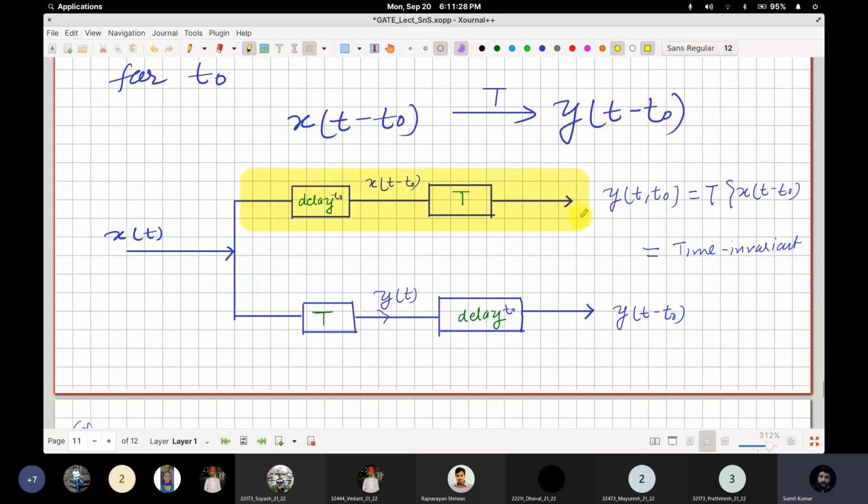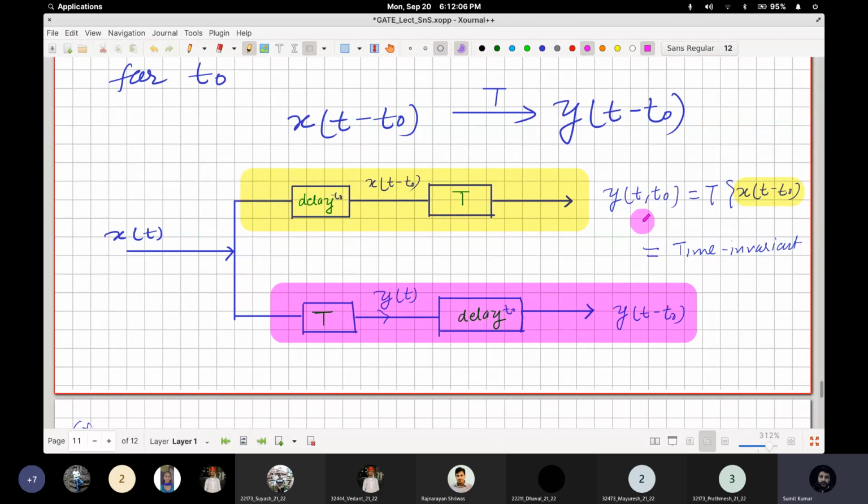Here we are computing the output due to the delayed input, due to this input x of t minus t naught. Is this clear? And after that, here at the bottom, we are delaying the output itself. What output did you get for x(t)? y(t), and we delayed y(t), so we compute y of t minus t naught. So this y of t minus t naught must be equal to y of t comma t naught. Then you will say that your system is time invariant.